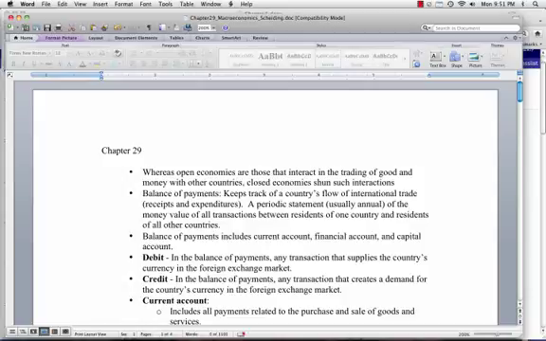The debits would mean that it's a transaction where a country's currency is being supplied to the foreign exchange market. So if we were talking about China's balance of payments, that would be any transactions where the Chinese are supplying the yuan to the foreign exchange market. The credits would be where there's a demand created for the country's currency. So the credit would, in this case, be us buying something from the Chinese. That would create a demand for Chinese yuan, because the Chinese aren't going to want the dollar, they want their own currency, the yuan.